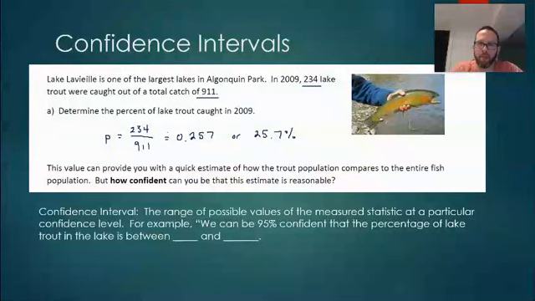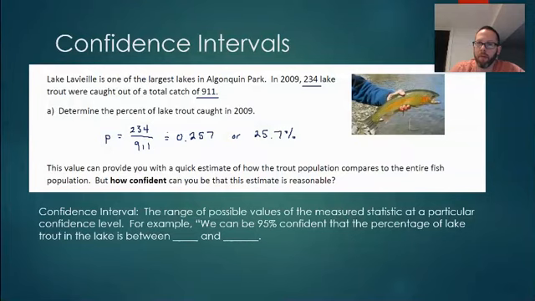So how good of an estimate is this? This brings us to the idea of a confidence interval. A confidence interval is the range of possible values of the measured statistic. Here it's a percentage of a lake population that are trout at a particular confidence interval, a confidence level.